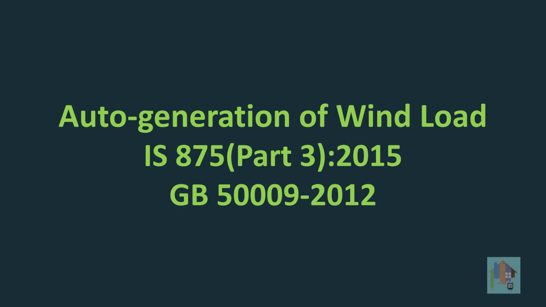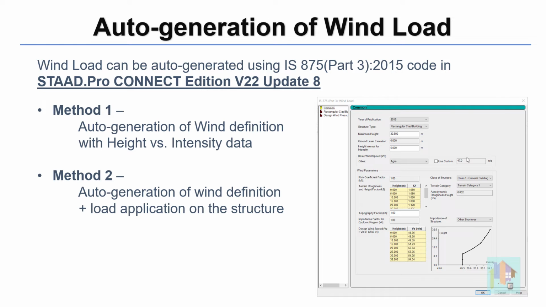First major update which I want to discuss is auto-generation of wind load using Indian design code. This is one of the most requested features, and finally in update 8, generation of wind load for different types of structure using IS875 Part 3 2015 code is automated, and two different options are provided for this auto generation.